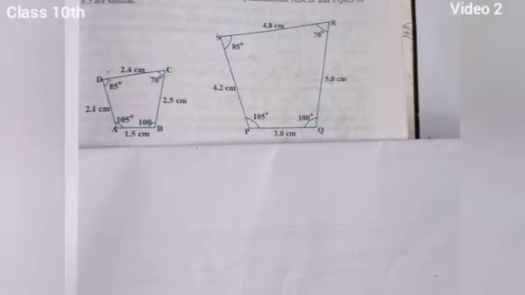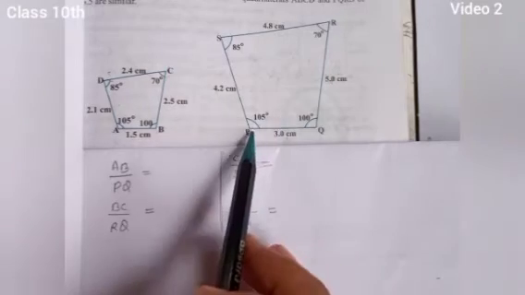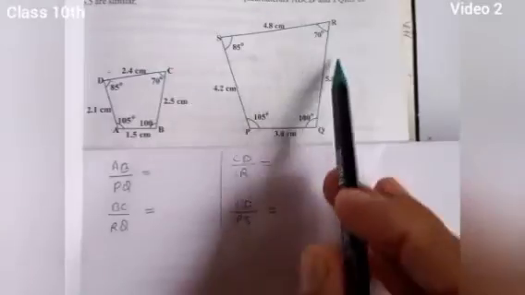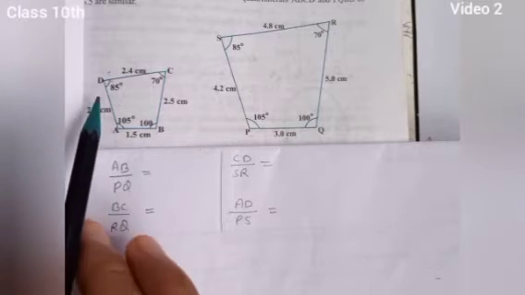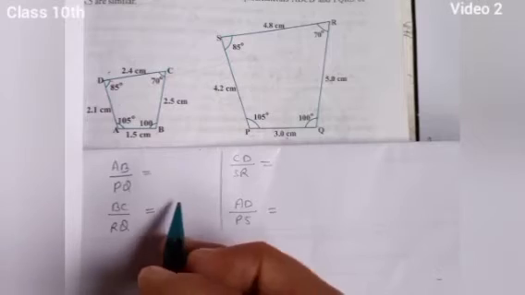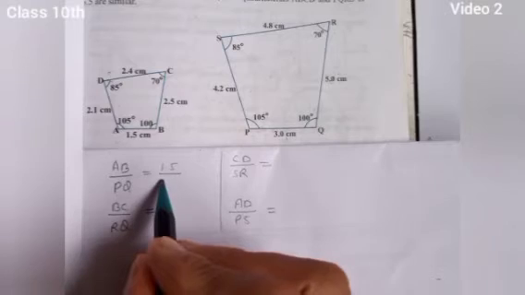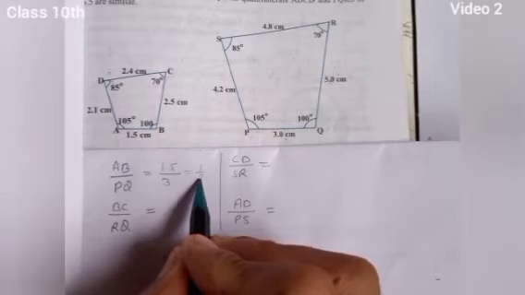Understood, students? So now the last criterion is that the corresponding sides should be in ratio. So let's check. The corresponding side of AB in the other quadrilateral is PQ. So AB upon PQ. Similarly, BC upon RQ, DC upon SR, and last AD upon PS. Now put the values in each. AB is 1.5 and PQ is 3. So after dividing, we obtain 1 upon 2.